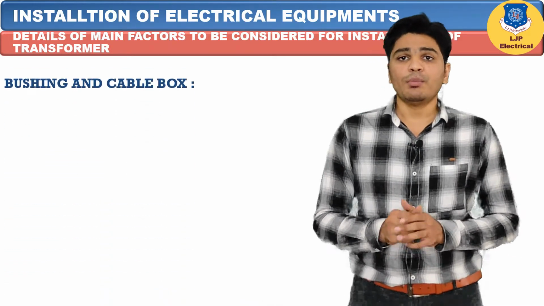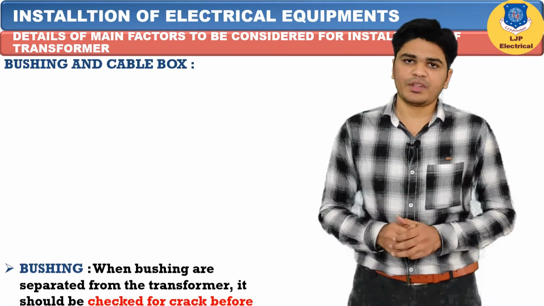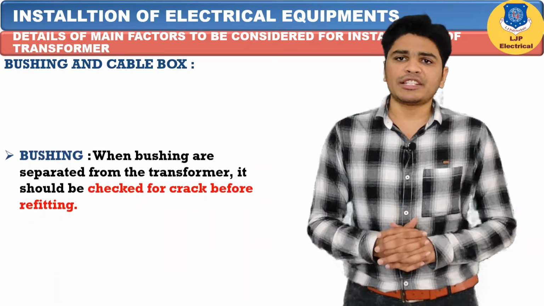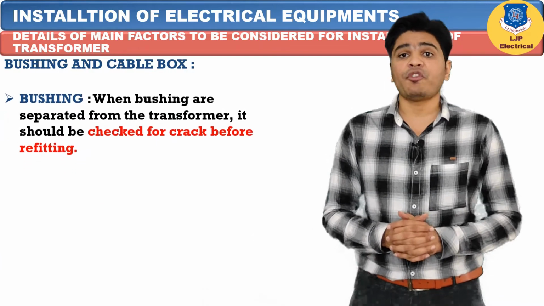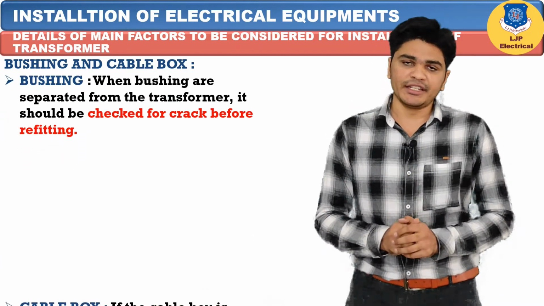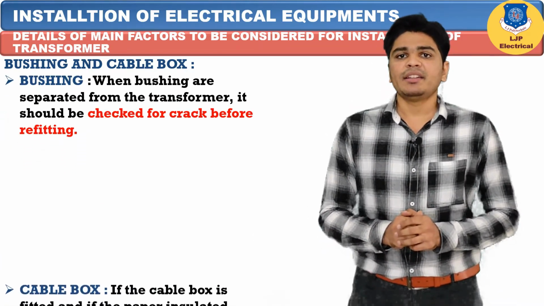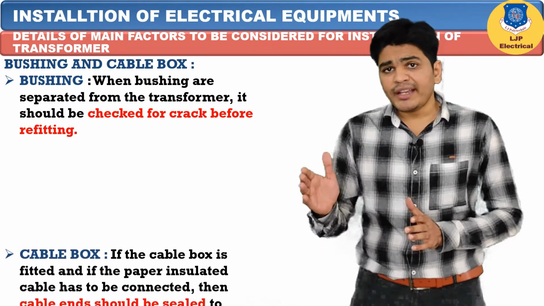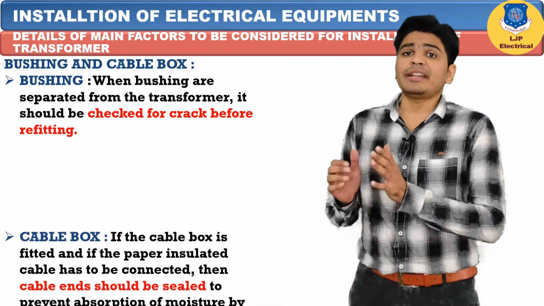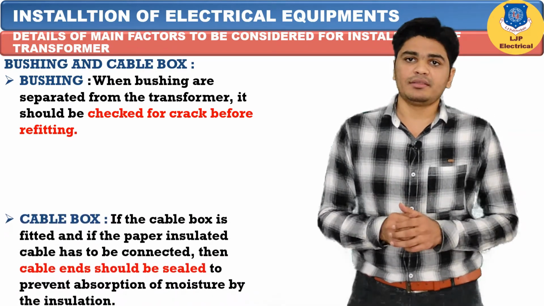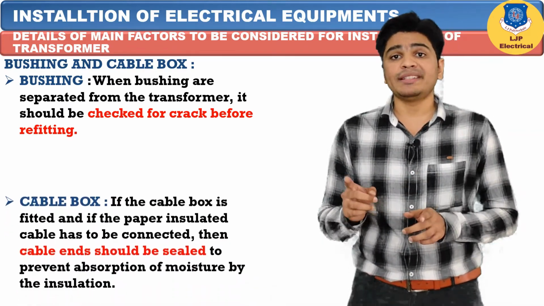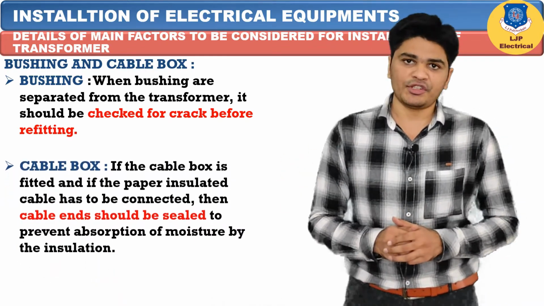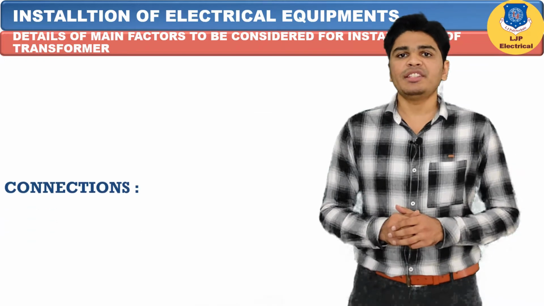Another point is bushing and cable box. First one is bushing. When bushings are separated from the transformer, they should be checked for cracks before refitting. And then second is cable box. If the cable box is fitted and a paper insulated cable has to be connected, then cable ends should be sealed to prevent absorption of moisture by the insulation. Then we will discuss connections.